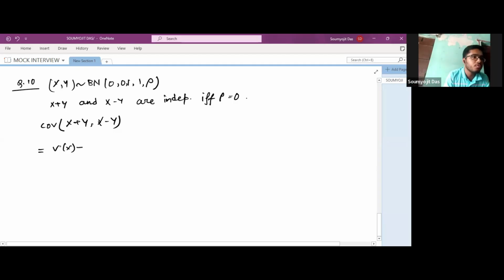So if you consider the covariance, then it would be variance of X minus covariance of XY plus covariance of XY, as covariance of YX and XY are same, minus variance of Y. So these two will cancel out, and variance of X equal to 1 minus variance of Y equal to 1 will be 0. So here, sir, we don't need whether rho is 0 or not. If rho is not 0, then also X plus Y and X minus Y are independent as long as sigma 1 square and sigma 2 square are equal.